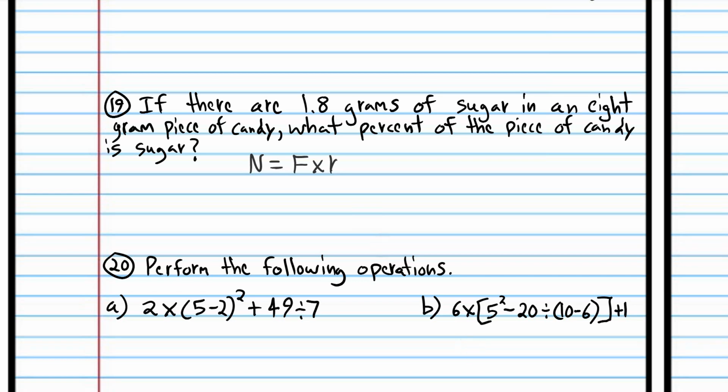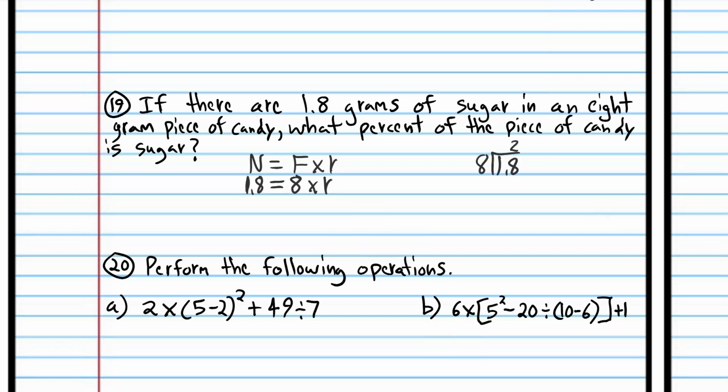8 is the first number. That's the total mass, the grams is mass. So that's the total mass of the piece of candy. And the new number is 1.8. That represents the percent. And we just have to find what the percent is. So how many times does 8 go into 1.8? That's the division problem.